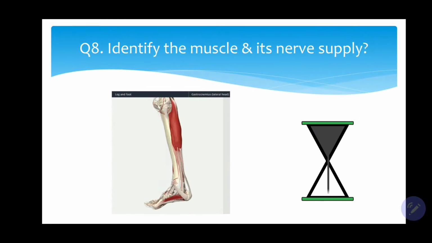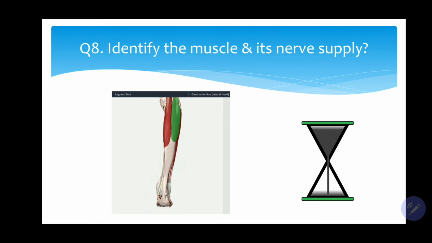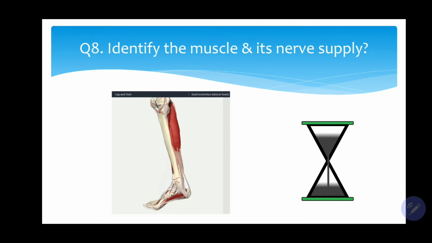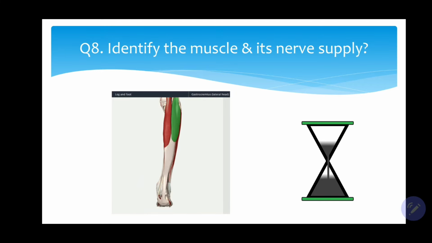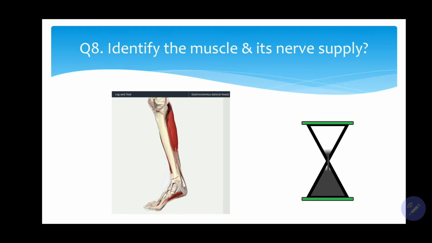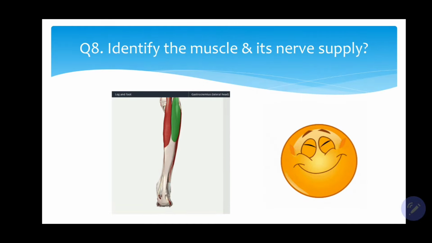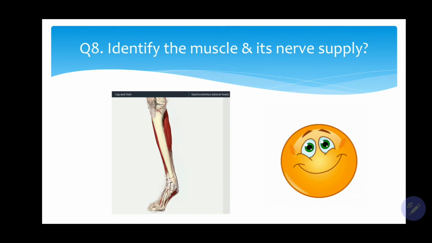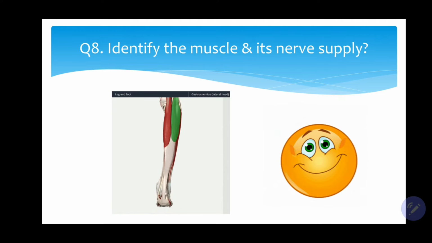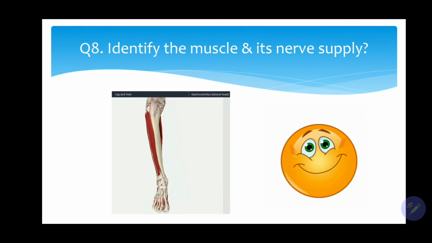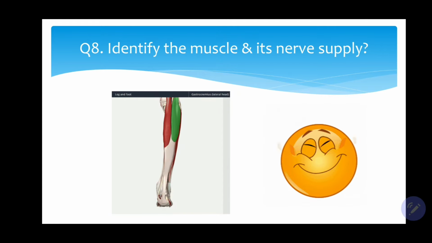So now the question is: identify the muscle and its nerve supply. I think it's easy now. It's the same muscle, that is gastrocnemius, taking origin from the medial and lateral supracondylar ridges of the femur, both of them descending down. It is the superficial most muscle on the back of leg, and together they form the tendoachilles and insert onto the posterior aspect of calcaneum. Got it? And the green colored thing is the lateral head of gastrocnemius.